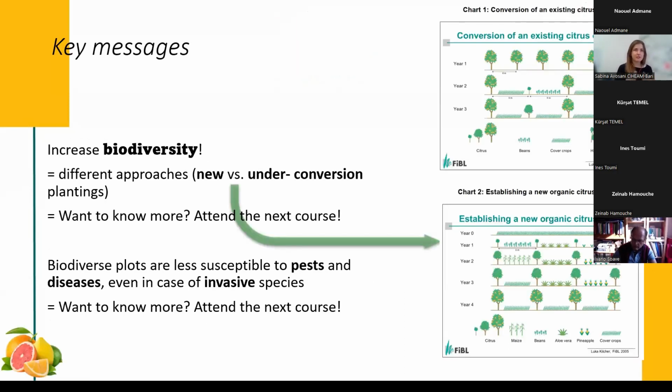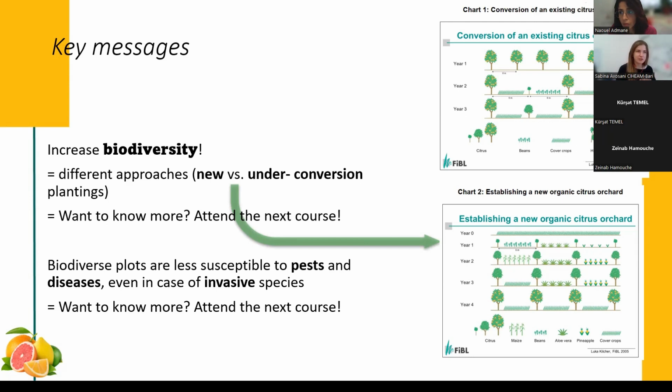So I hope that from my presentation you got as a take-home message that it's crucial to increase and preserve the biodiversity inside the citrus orchard. And depending on whether you are establishing a new organic citrus orchard, or you are under conversion to organic planting, you can use different approaches to increase the biodiversity within and around the plot. Because in this way, you can increase the stability of your agroecosystem and enhance biocontrol strategies.